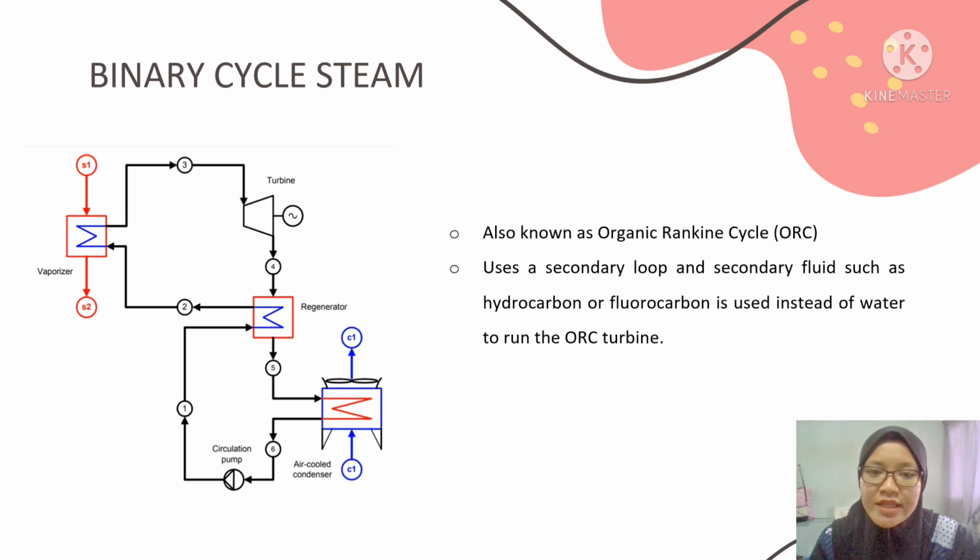Next, binary cycle steam. Binary cycle steam is also known as organic Rankine cycle (ORC). It uses a secondary loop and secondary fluid such as hydrocarbon and fluorocarbon. Hydrocarbon and fluorocarbon are used instead of water to run the ORC turbine.